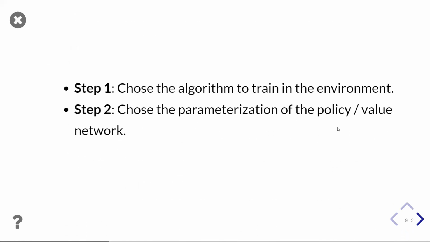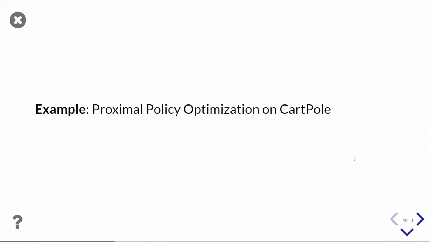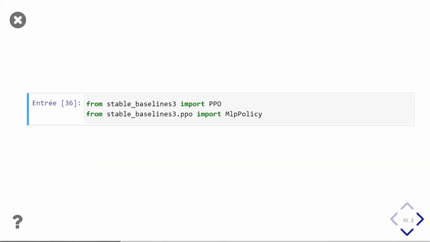So basically you can do pretty much anything in 2 steps. You simply choose the algorithm that you want to train. Stable Baselines comes with, I think now, 8 or 10 implementations of really popular, not necessarily state of the art, but popular algorithms that are often used as a baseline in the literature. And then you choose the parameterization of the policy or of your value network. I will go over this quickly. For example, I will also be showing the example of proximal policy optimization on our CartPole environment.